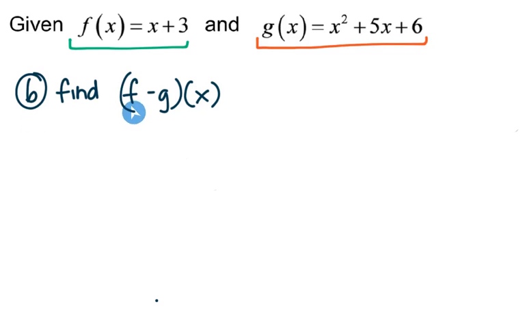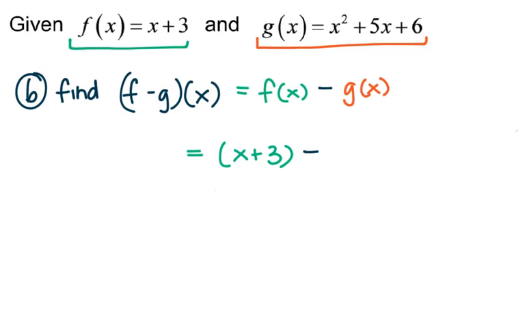Part B, we're going to find f minus g of x. And when we are subtracting, order matters. So this means f of x minus g of x. Remember, subtraction is not commutative, so we have to perform subtraction in the correct order. And that gives us x plus 3 minus g of x, x squared plus 5x plus 6. So again, noting that that minus will distribute to all three of those last terms.